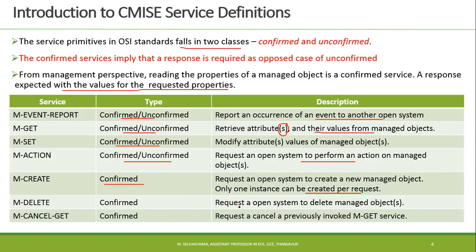M-DELETE service has to delete the managed objects. Then M-CANCEL-GET service. This M-CANCEL-GET requests to cancel a previously invoked M-GET service. Already an M-GET service was invoked by the manager on the agent systems. So I have to cancel that information, the previously invoked information, by using this cancel-get service, done by the CMISE.